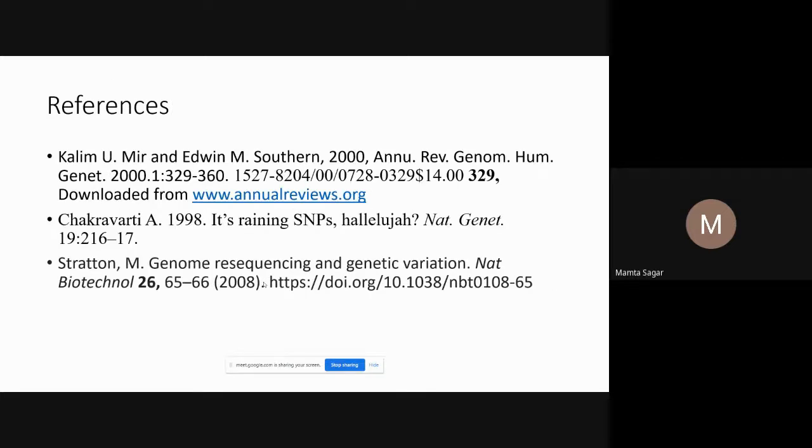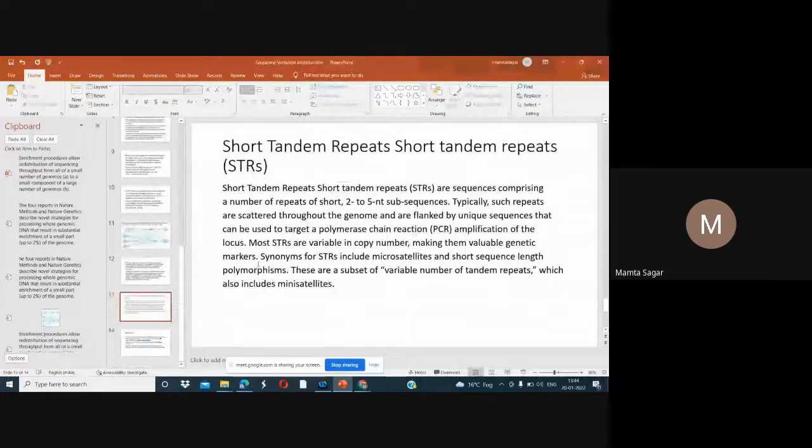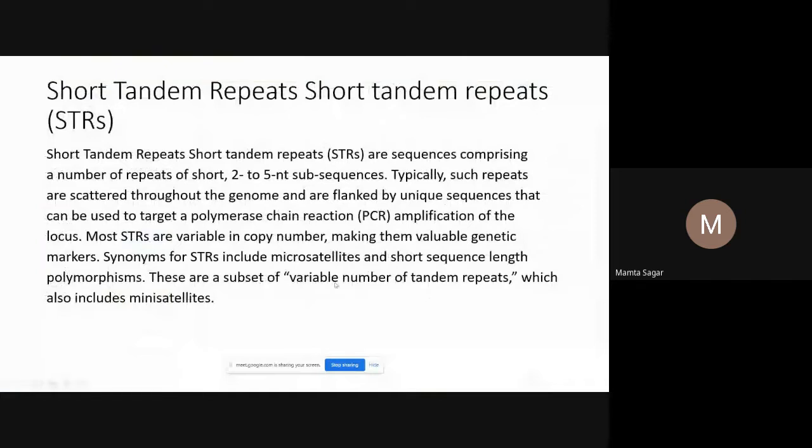Okay, so these are the references that I have taken this material from, these papers. You can read them. If you have any question now, you can ask. There is so much data that is available. You can search about the notes on short tandem repeats. I can provide you more information on this.